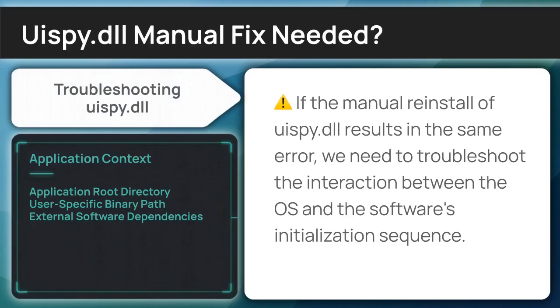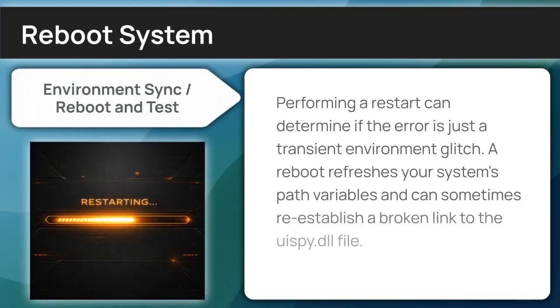for process conflicts. A full system restart ensures that no background processes are currently locking the Uispy utility file. A fresh boot allows Windows to reinitialize its library map from a clean state.